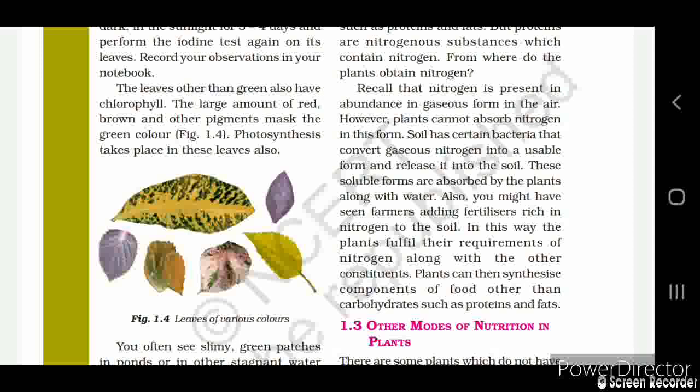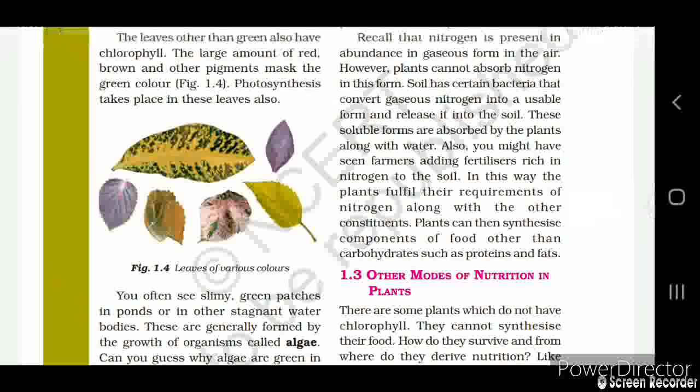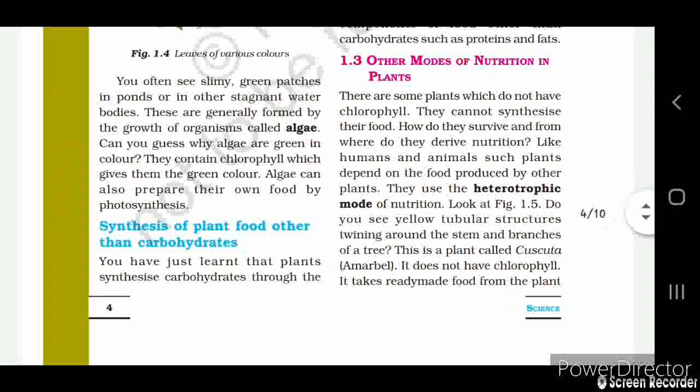And also you might have seen farmers adding some fertilizers rich in nitrogen to soil. In this way the plants fulfill their requirement of nitrogen along with some other components. Plants can then synthesize components of food other than carbohydrates, like protein and fats. Next, other modes of nutrition in plants.